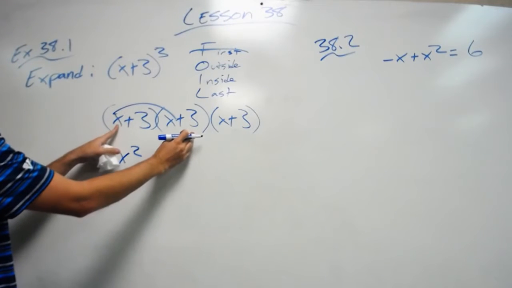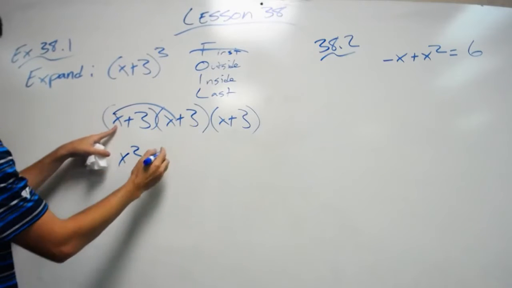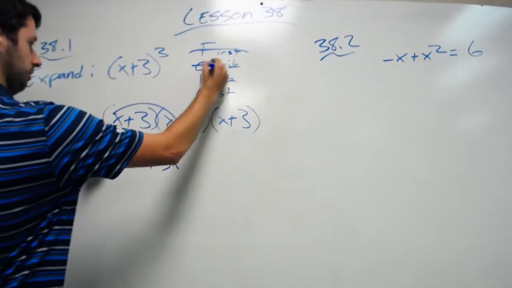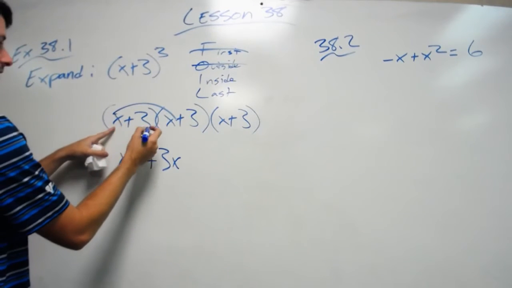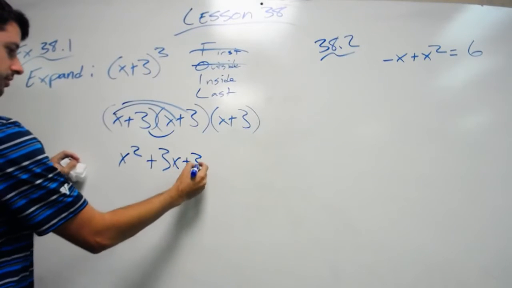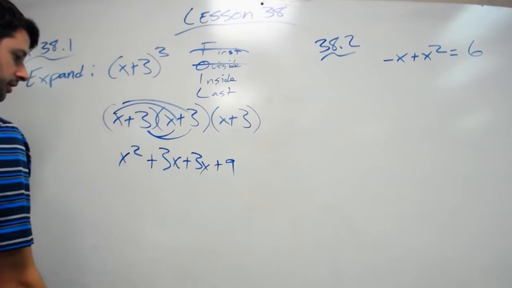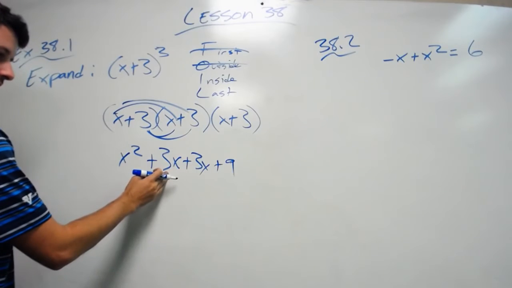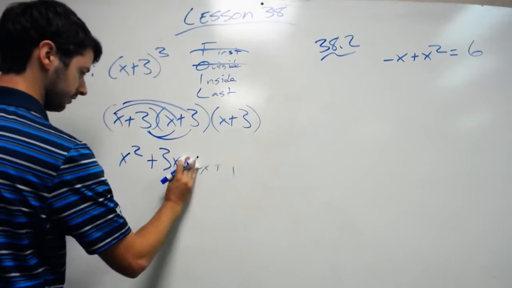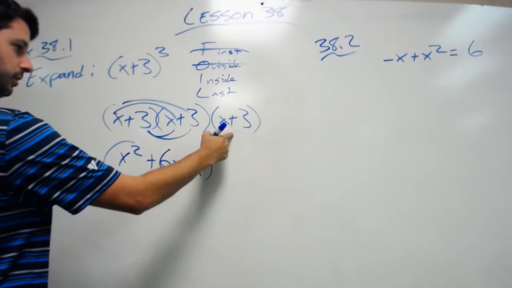Then we got to do the outside. Okay? Outside is the furthest away from each other. So x times 3, that would be 3x. So we did that. Now we got to do the inside. Also 3x, and then last, 3 times 3, 9. Get to this point, we can go ahead and simplify the 3x's to be plus 6x. Then we move this down.